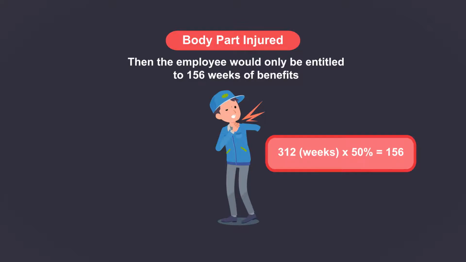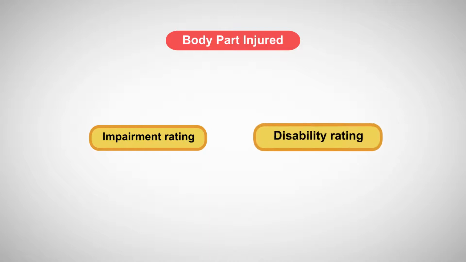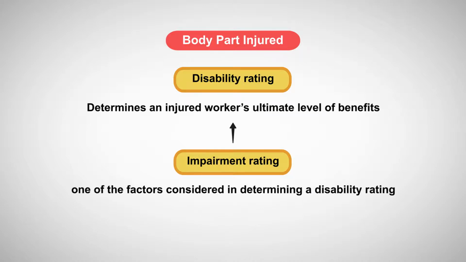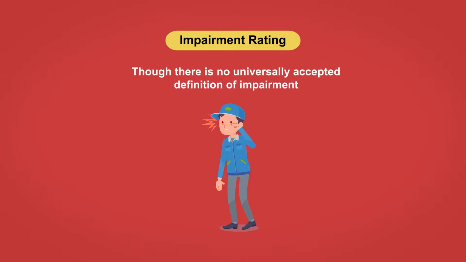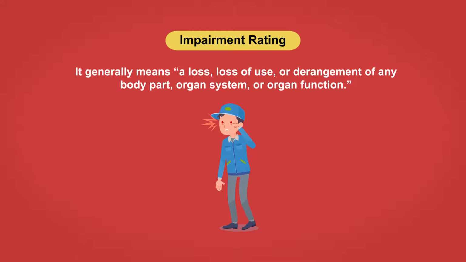The math becomes more difficult when we must distinguish between an impairment rating and a disability rating. The disability rating determines an injured worker's ultimate level of benefits. The impairment rating is simply one of the factors considered in determining a disability rating. Though there is no universally accepted definition of impairment, it generally means a loss of use, or derangement of any body part, organ system, or organ function.